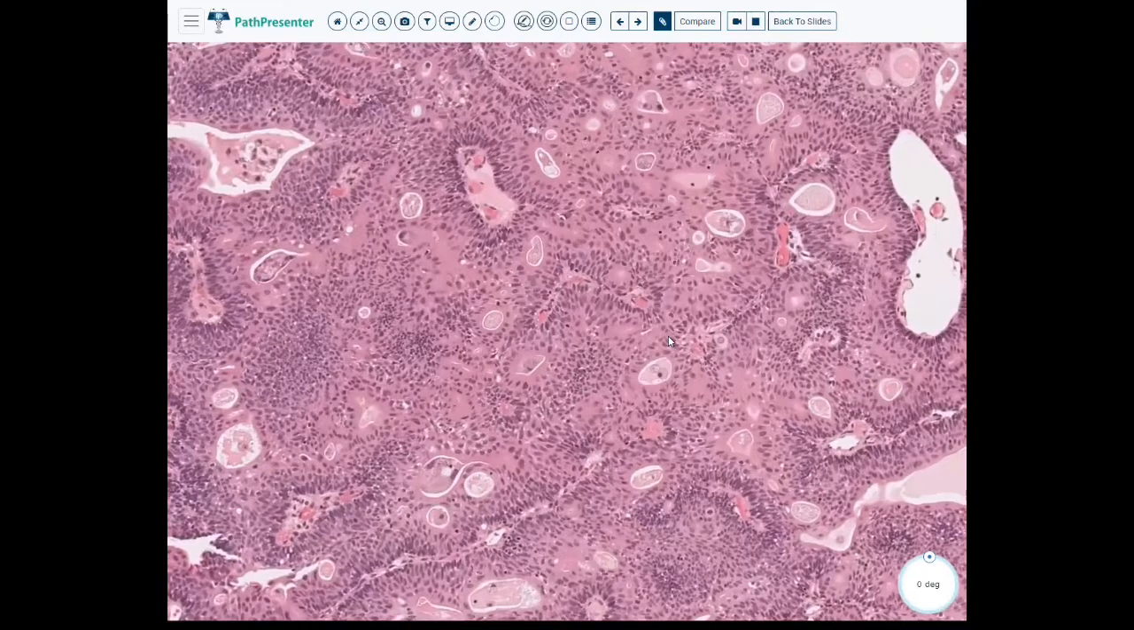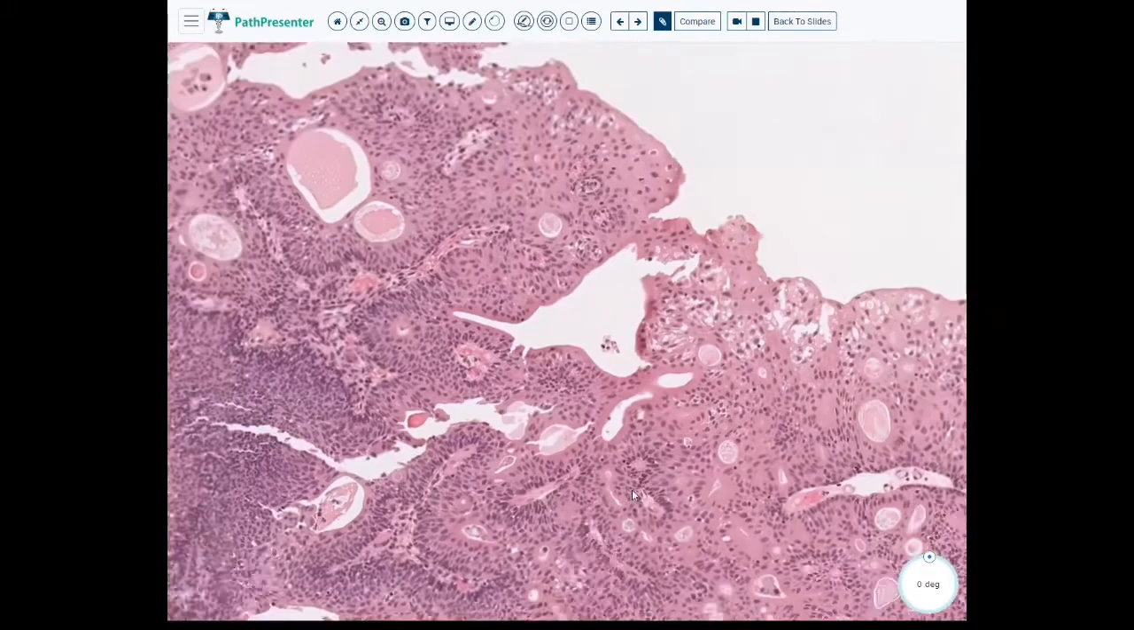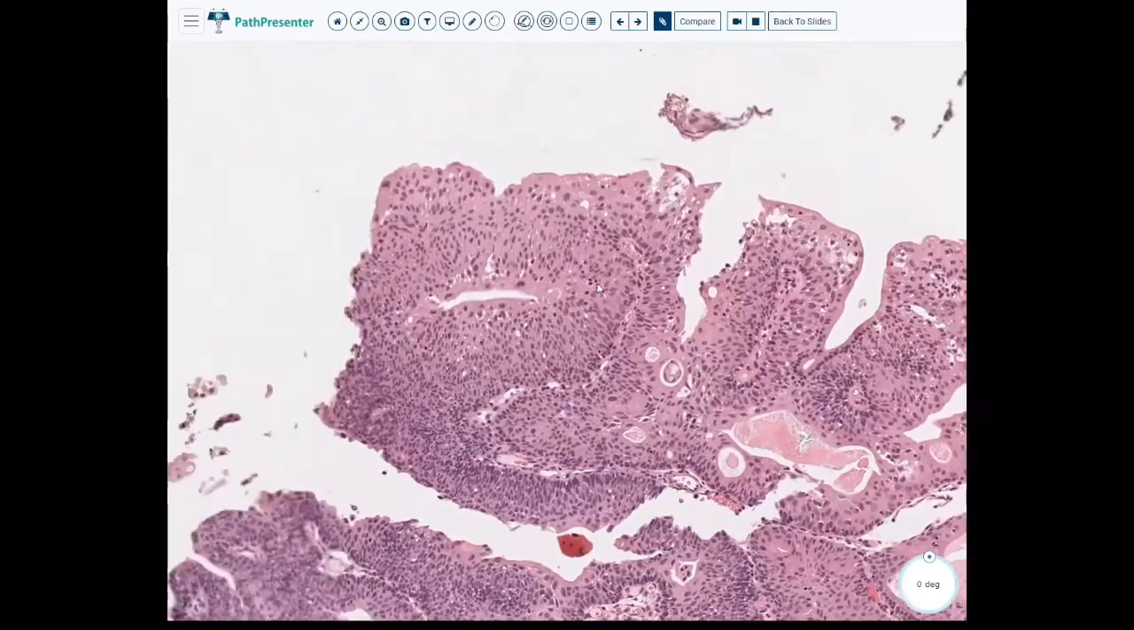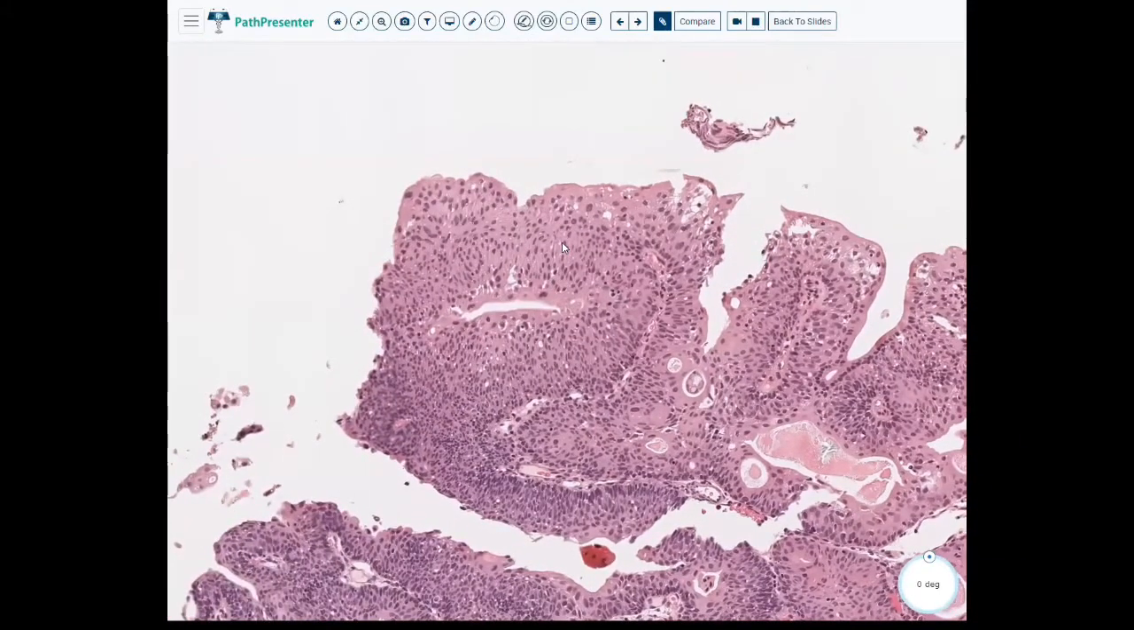So for my line diagnosis, I would say something like non-invasive papillary urothelial carcinoma, comma, low grade with inverted growth pattern. Next line, detrusor muscle is not present. And if this is your resection, then you would still want to say that there's no detrusor.